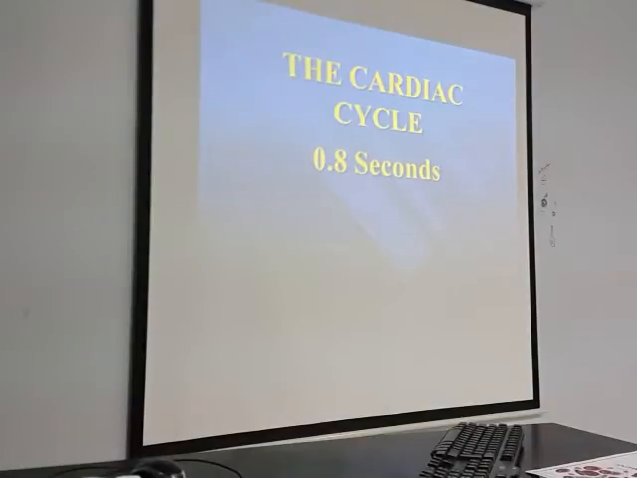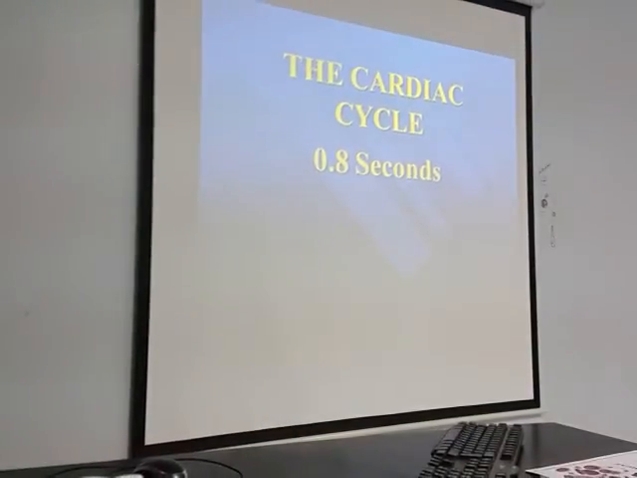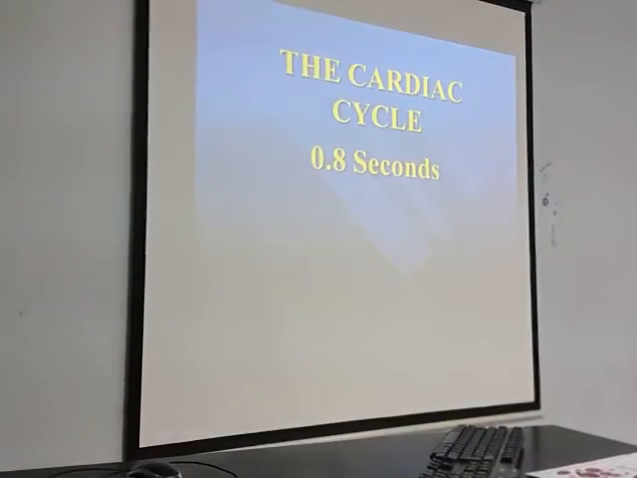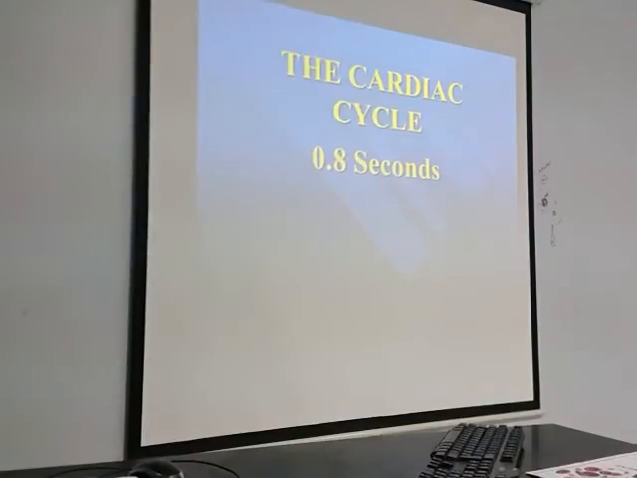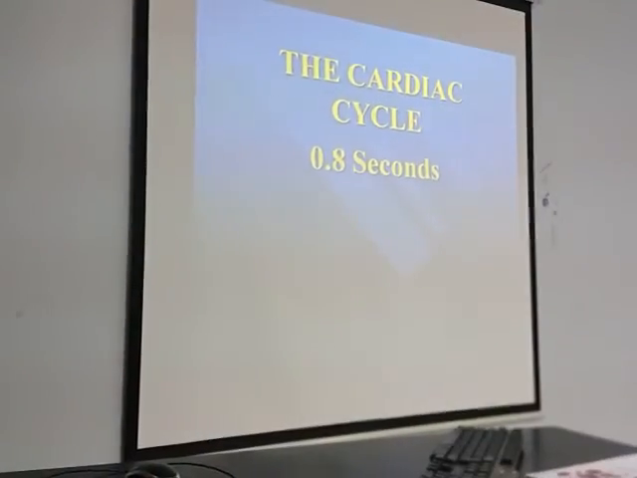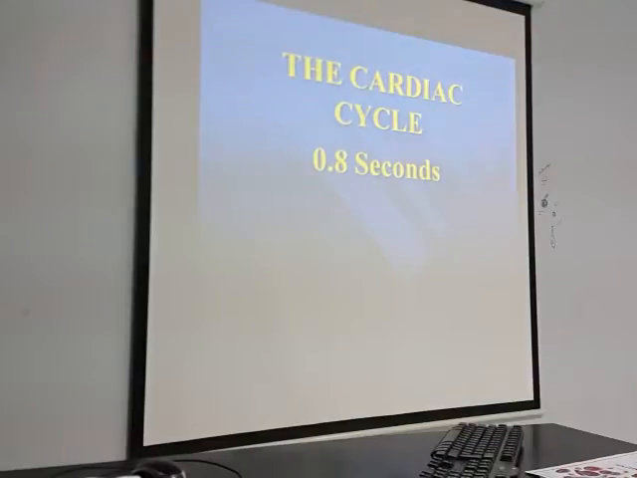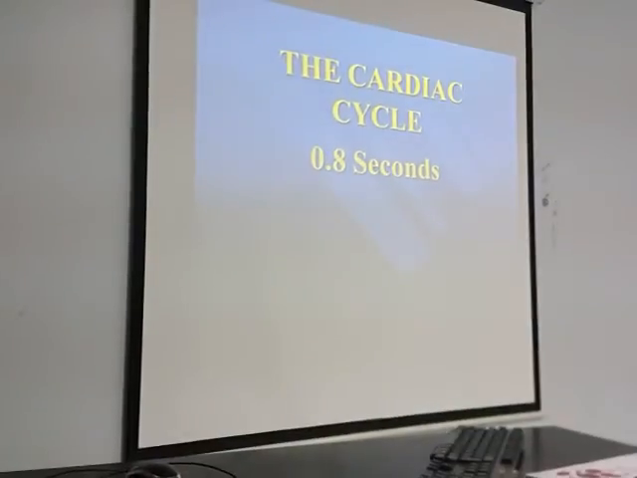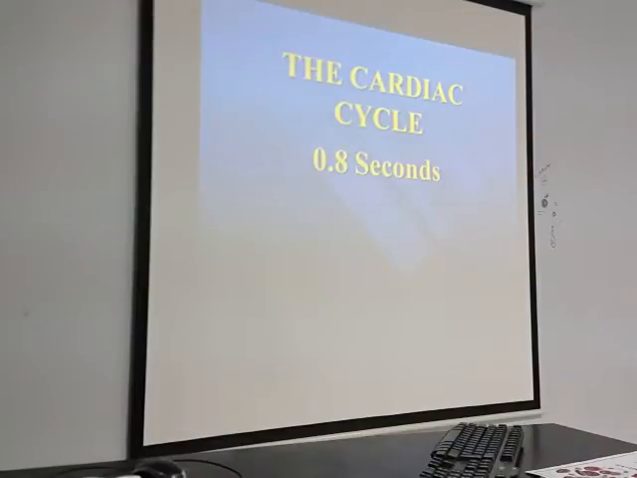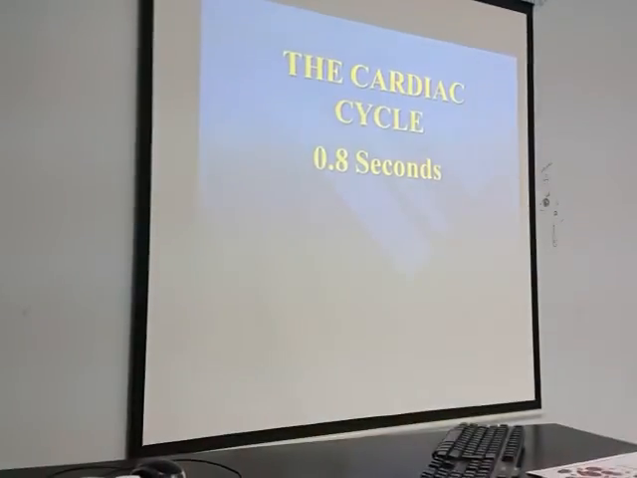And to emphasize that all the events, everything that is occurring, occurs in 0.8 seconds, I have written 0.8 seconds here itself, because that is the duration of the cardiac cycle. 0.8 seconds. That means it's very simple actually.